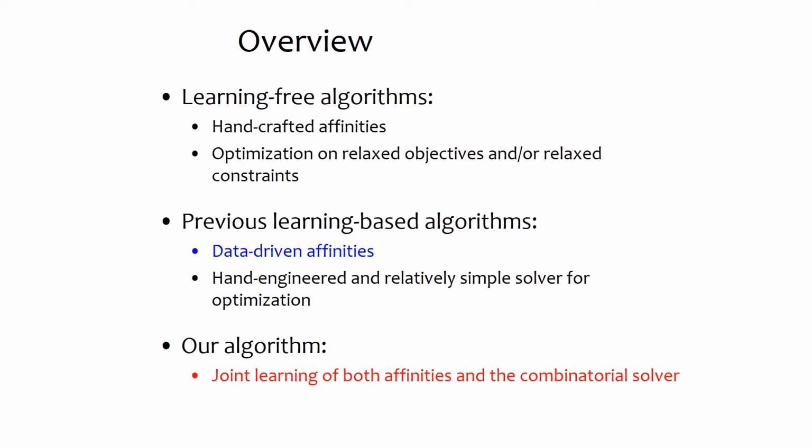In this paper, we propose a fully trainable framework for graph matching, in which learning of affinities and solving for combinatorial optimization are not explicitly separated as in many previous arts.